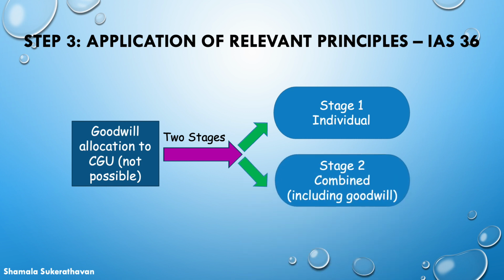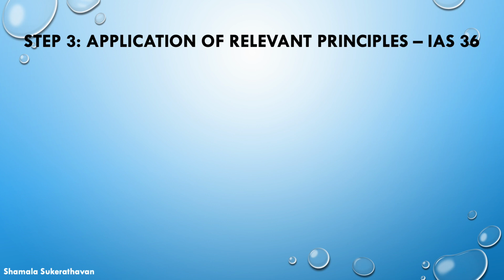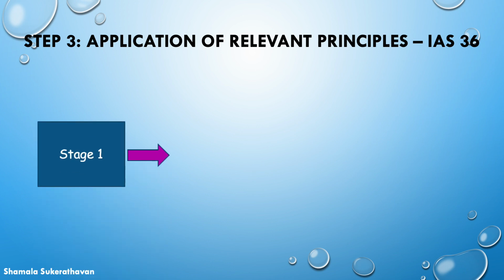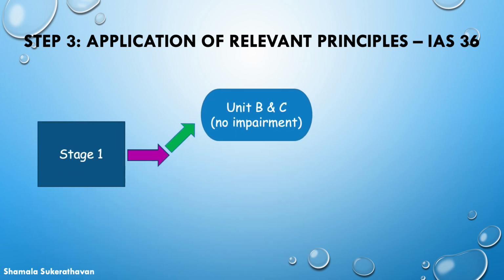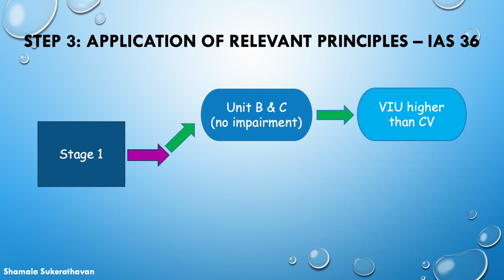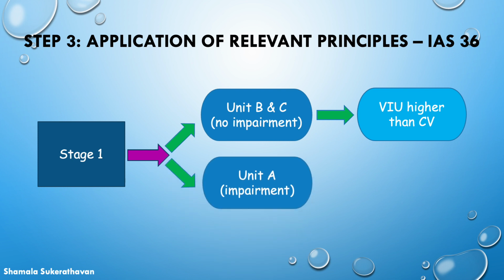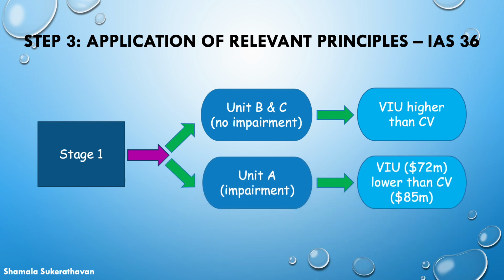combined units, including goodwill. In Stage 1, no impairment loss shall be recognized for Unit B and C, as the value in use of Unit B and C is higher than the carrying value of its net assets. However, an impairment loss shall be recognized for Unit A, as the value in use of 72 million is lower than the carrying value of 85 million.